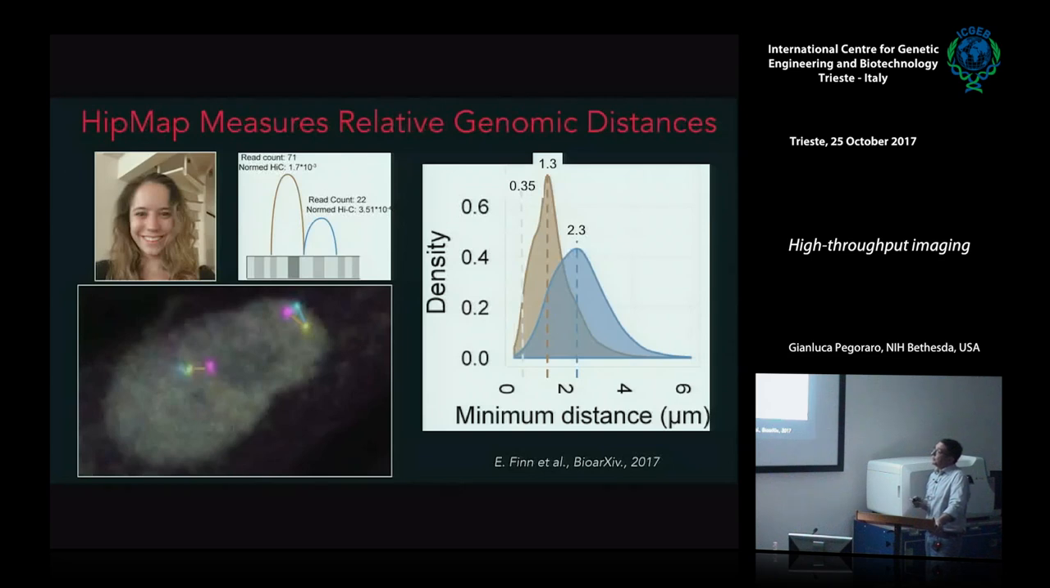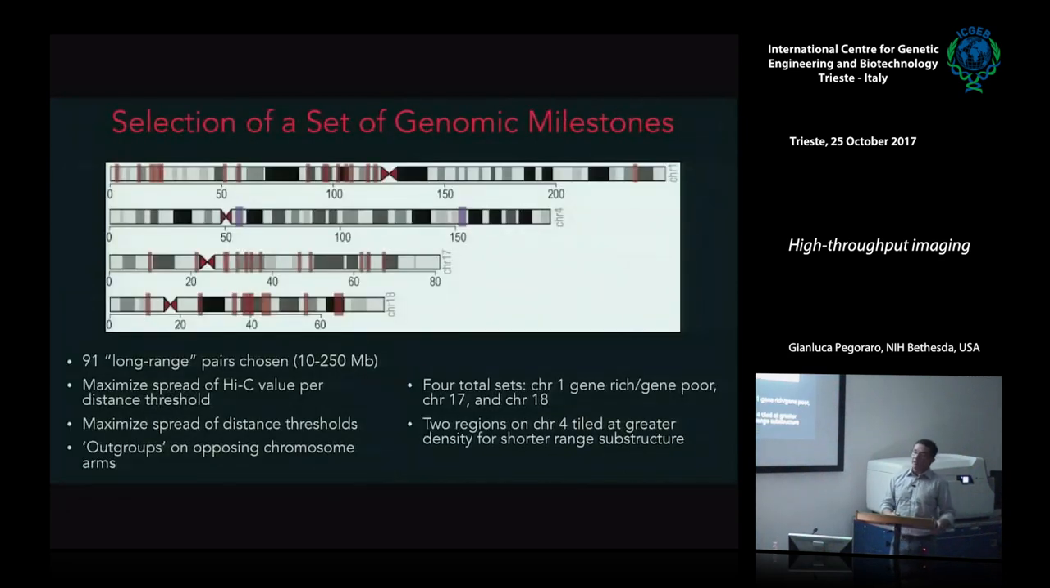The second important feature is that, even though the interaction pair that gave a higher Hi-C value is, on average, in closer proximity, in many cells the locus that is interacting at lower frequency by Hi-C is actually closer than the locus that is interacting at higher frequency. So there's an extreme heterogeneity and variability in the cellular population. This is something that cannot be measured by Hi-C. This was just one or two interaction pairs.